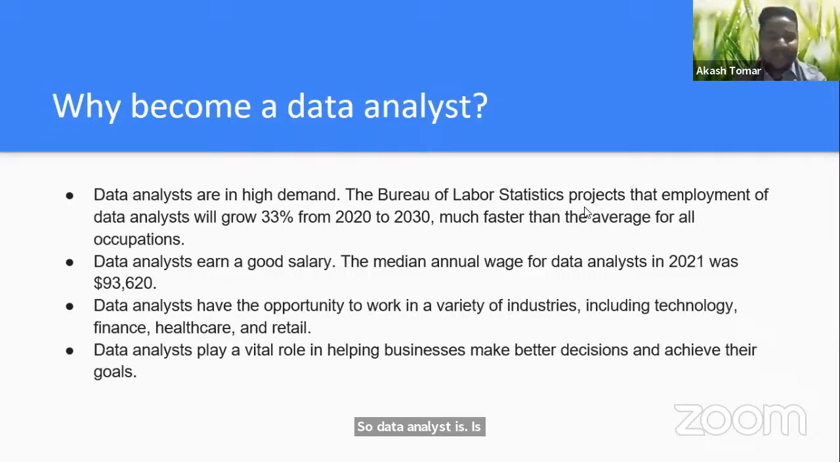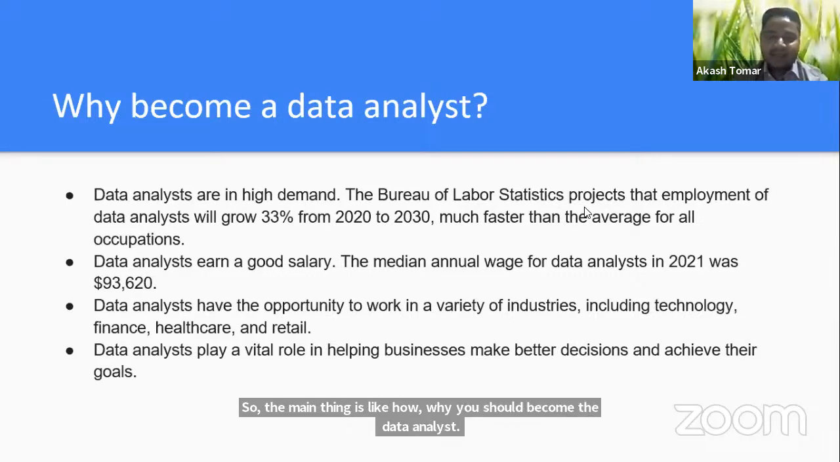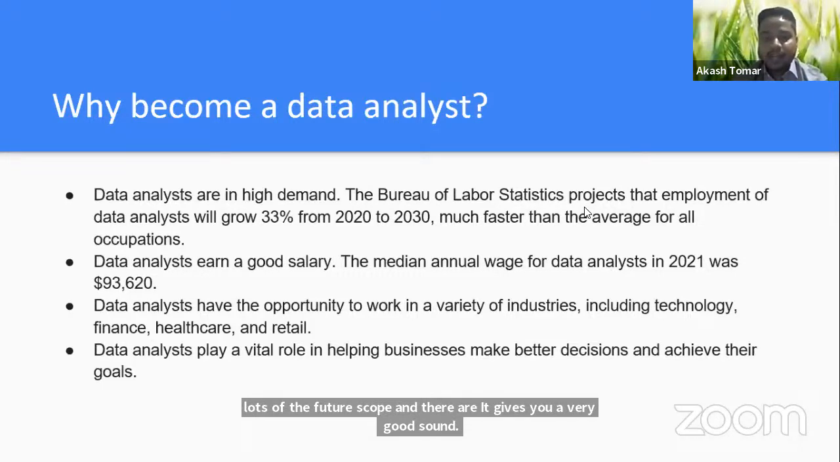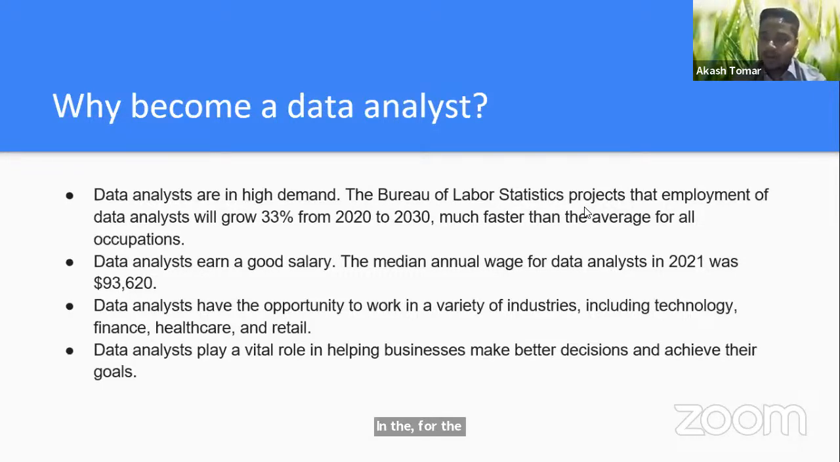So the main reason why you should become a data analyst is that it has a lot of future scope, and the other thing is that it gives you a very good salary. The average salary for a data analyst is $90,000. In Indian rupees, for freshers it will vary between 5 lakh to 15 lakh, and for experienced people it grows exponentially as per your skill set and experience.